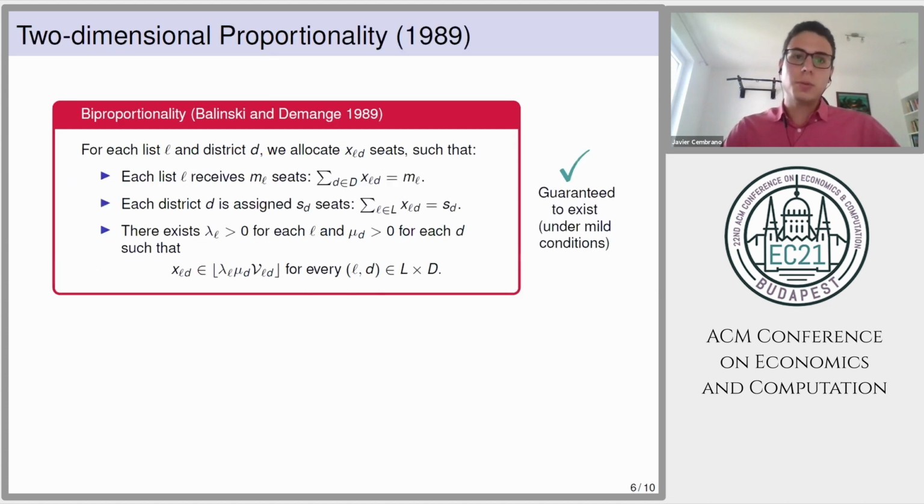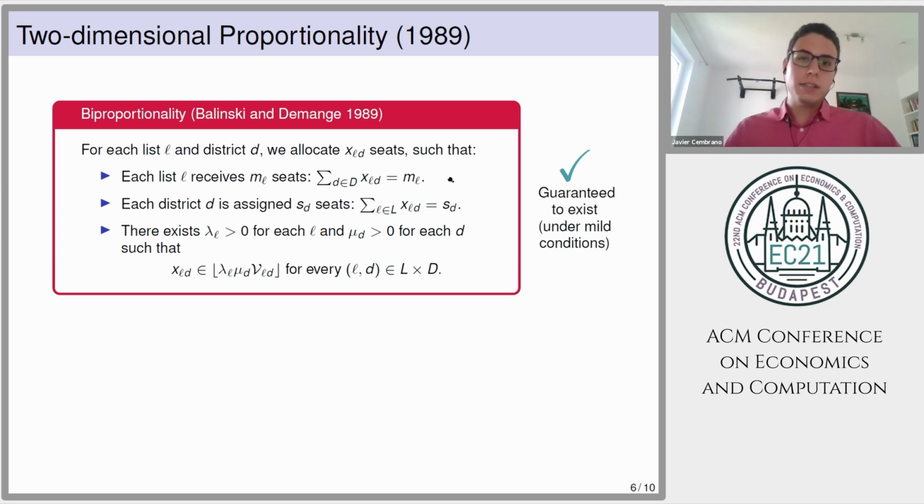And this was what Balinski and Demange proposed in 1989 in the so-called biproportional method. They considered as given certain values, also known as marginals, by list and by district. So we will denote as M sub L the seats that should be given to each list L, which are usually calculated through a one-dimensional proportional method or a divisor method.